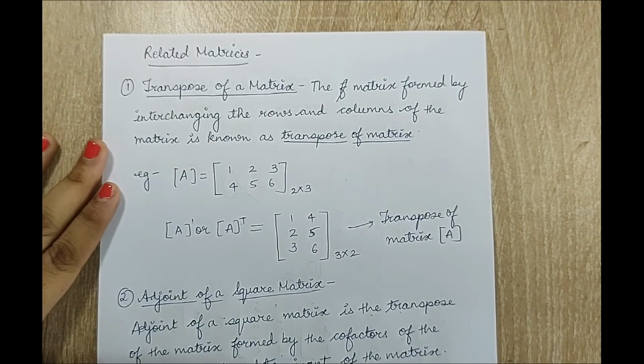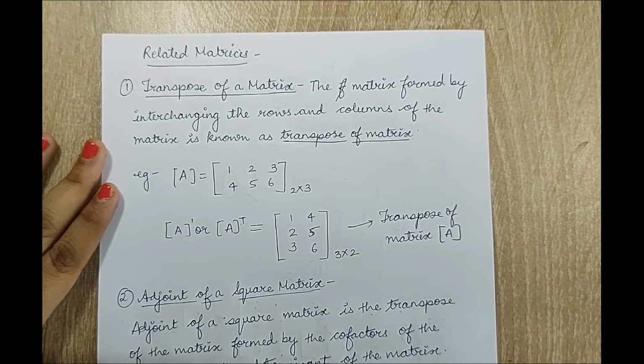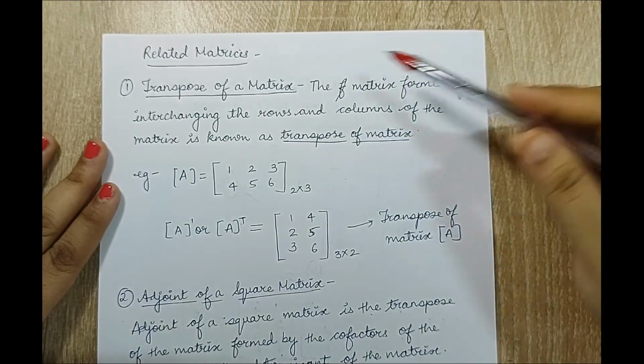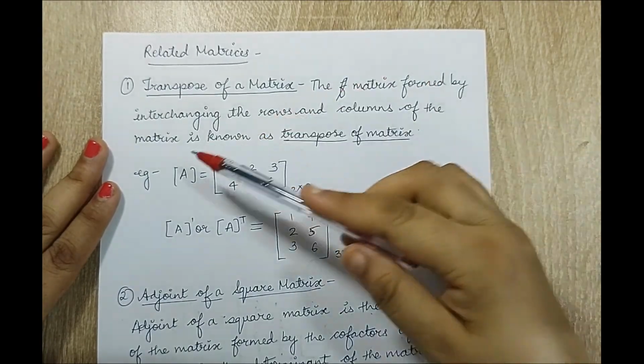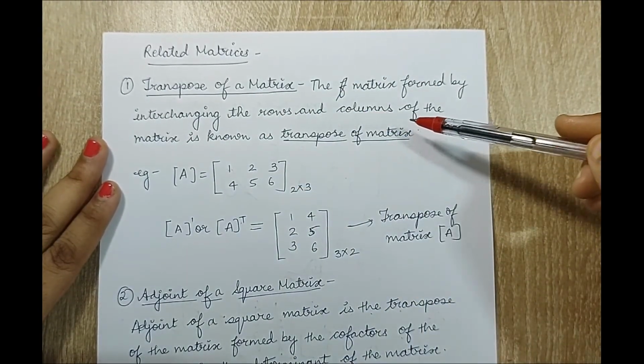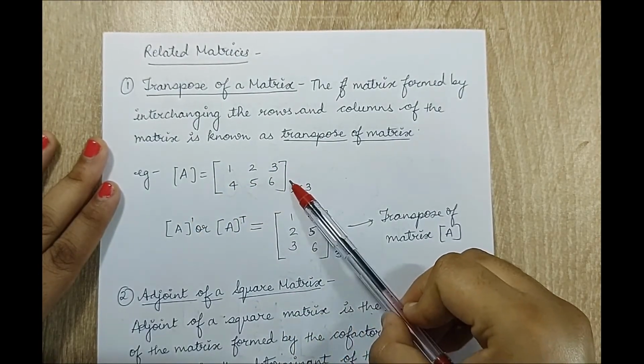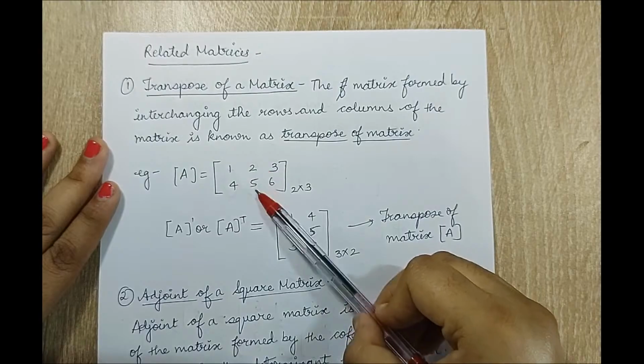Next, let's talk about some related terms with matrices. First one is transpose of a matrix. The matrix formed by interchanging the rows and columns of the matrix is known as a transpose of matrix. Let's observe. A has elements 1, 2, 3, 4, 5, 6. It has 2 rows and 3 columns.